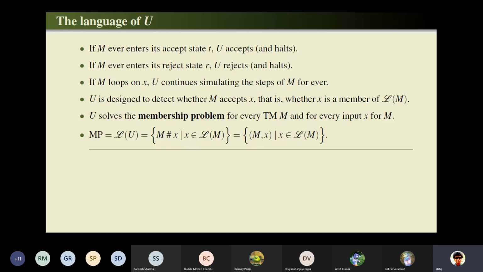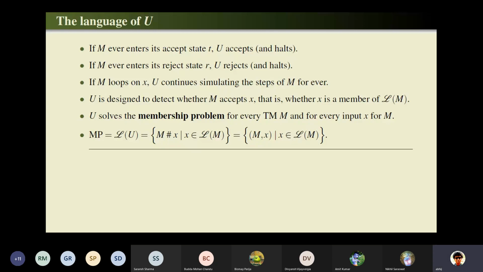Sometimes we also write it mathematically as a set of all pairs M comma X such that X is in the language of M. So we will follow this M hash X notation, but some books follow the second notation, M comma X. So the language of U is called the membership problem, MP. It's a language, not a problem actually, but every problem is essentially the same as a language. So U solves the membership problem or recognizes the language MP.